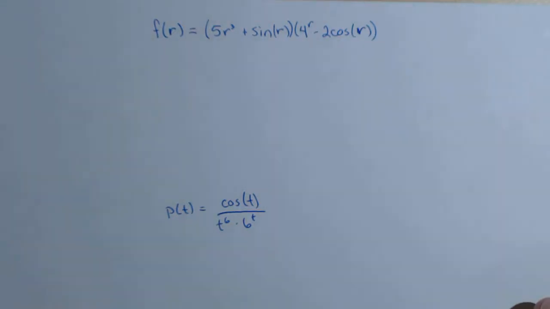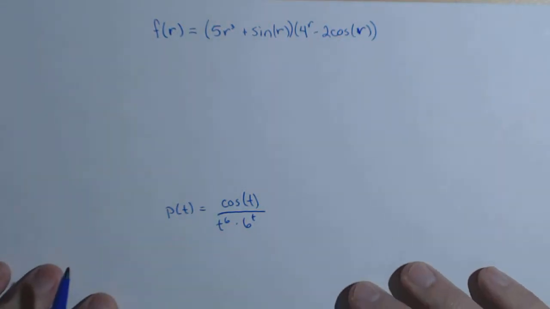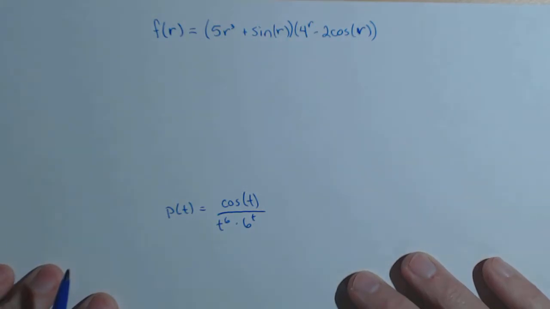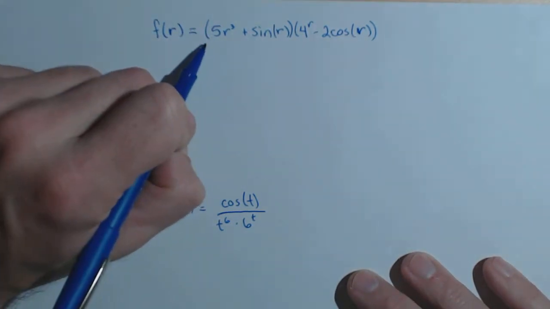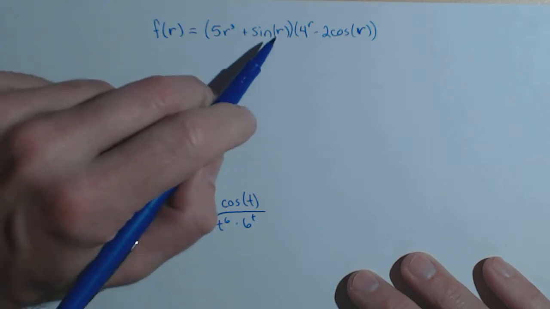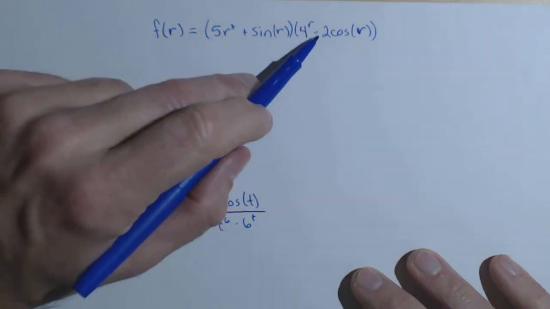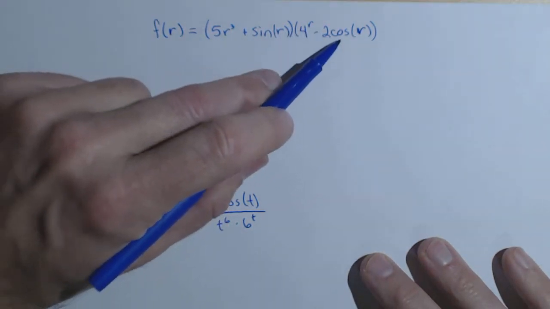In this video, we're just going to do a couple examples, one of the product rule and one that involves both the product rule and the quotient rule within the same derivative. So first one, our function f of r is 5r cubed plus sine of r times the quantity 4 to the r minus 2 cosine of r.